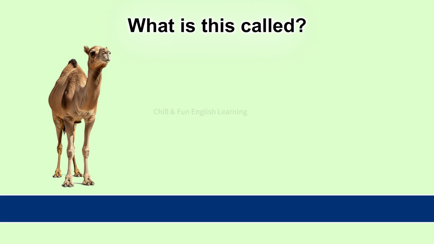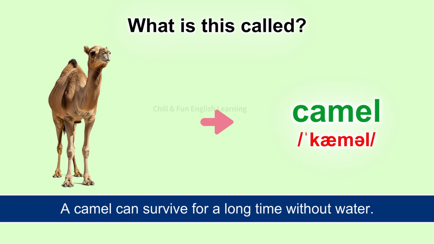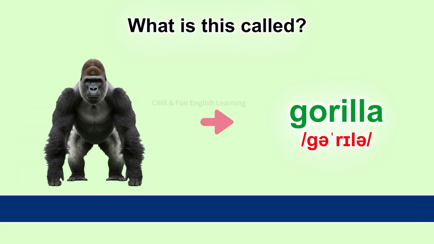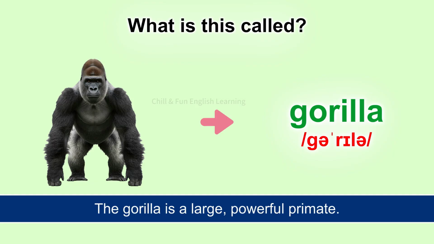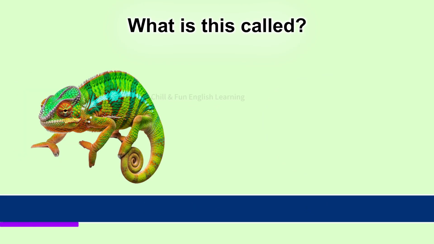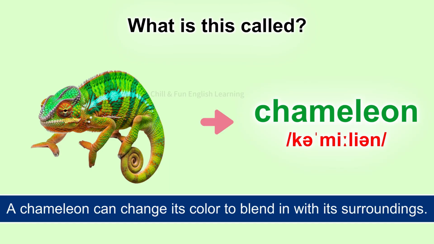What is this called in English? Camel. For example, a camel can survive for a long time without water. What is this called in English? Gorilla. For example, the gorilla is a large, powerful primate. What is this called in English? Chameleon. For example, a chameleon can change its color to blend in with its surroundings.